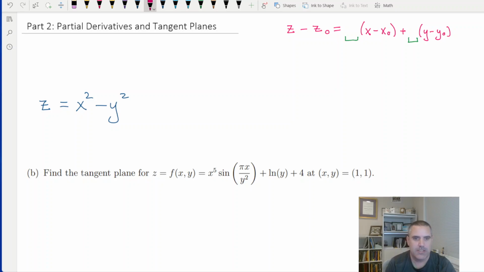If you want, while you're listening here, you might try to do the partial derivatives on that. This is from one of my old exams. It's fall 2018. But first, here we have this function.